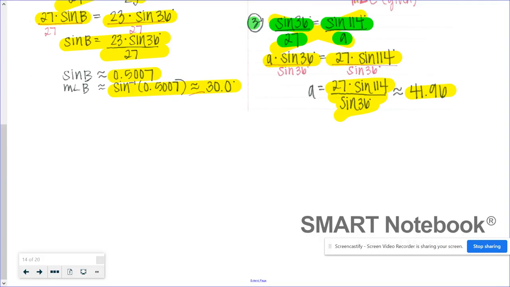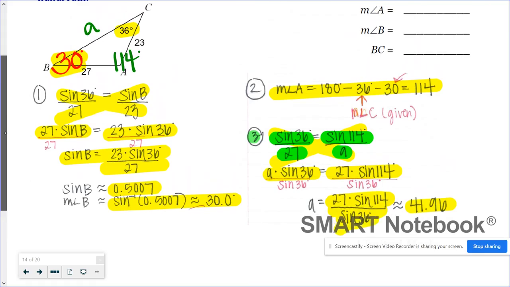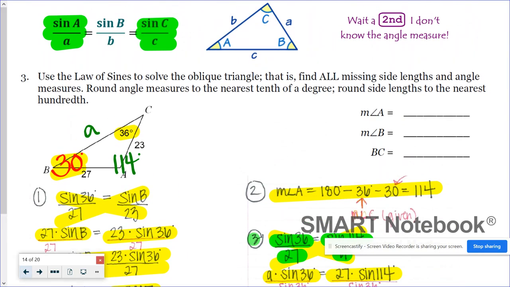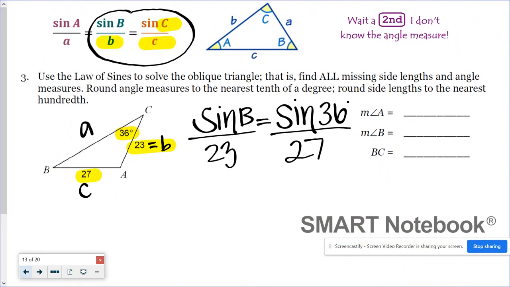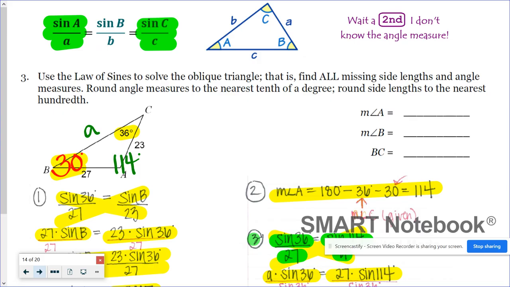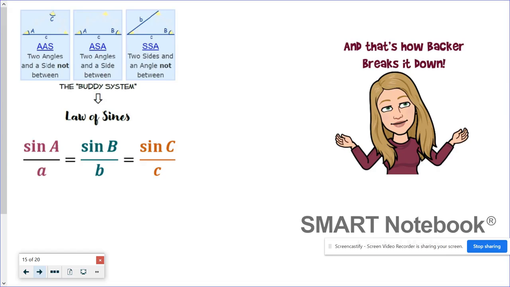So still, the right place to start with these problems is what do I know? You saw me use my law of sines formula as a checklist. I know that B is 23, I know C, I know angle C. And that gave me some guidance on where to begin. And then from there, you're just finding those missing measurements in your triangle until there are no more measurements to find. And so that's how you can use law of sines to solve an oblique triangle.